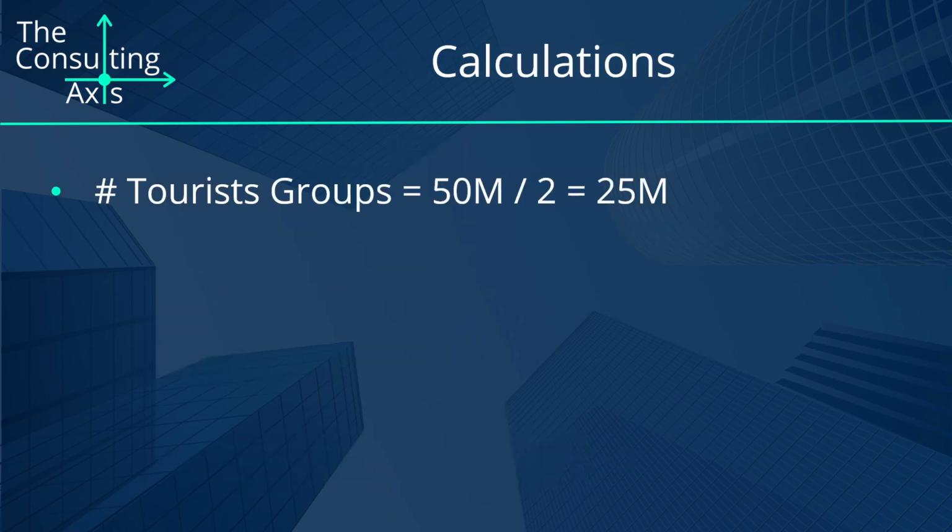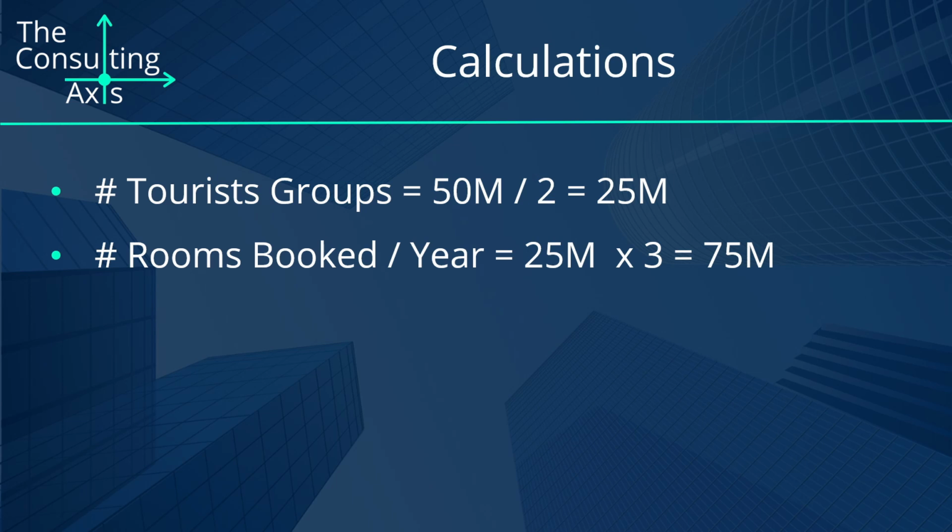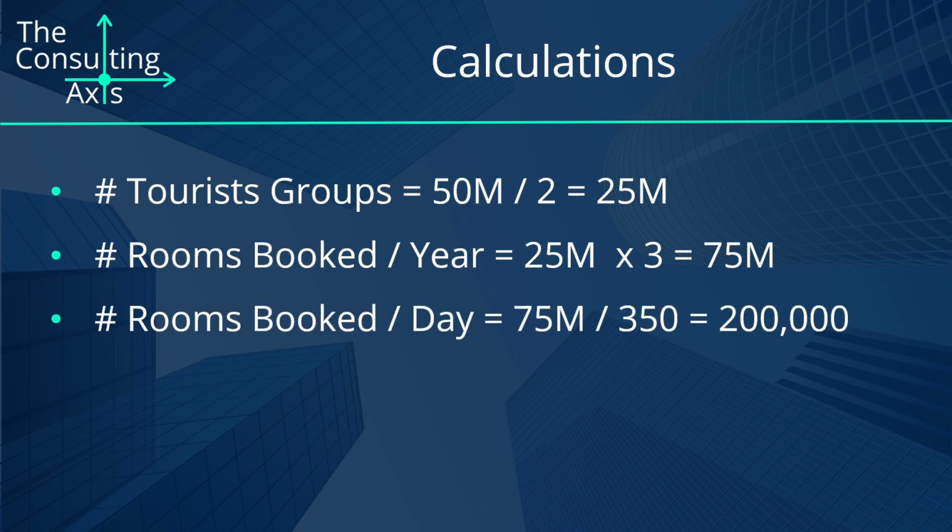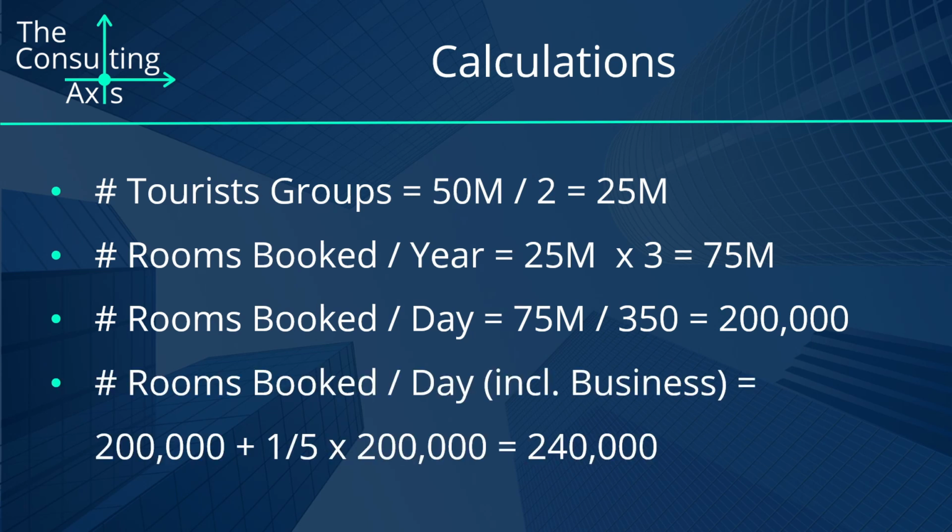So the number of tourist groups will be the 50 million tourists that visit Paris every year, divided by 2 to get 25 million. Then the number of rooms booked per year will be the number of tourist groups multiplied by the nights per stay, which gets you to 75 million. The number of rooms booked per day is the number of rooms booked per year divided by the number of days in a year, which gives you roughly 200,000. And finally, when we add the business part back into this market size, we arrive at around 240,000 rooms booked per day in Paris.